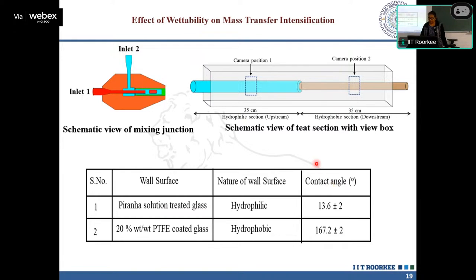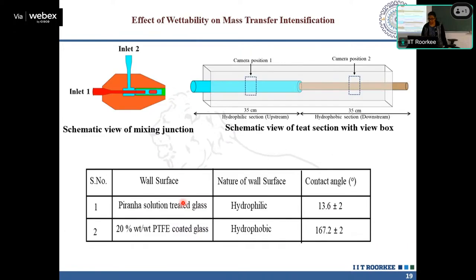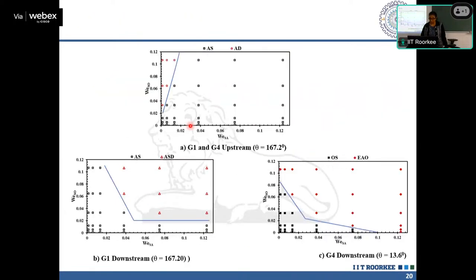So this is the first one that we can see. These are the contact angles that are mentioned, and this is the flow pattern map. G1 and G4 both have a hydrophobic upstream. G1 is continuous. Which one are we calling G1? This one. It remains hydrophobic only. Fine. So what is the flow pattern? You can compare from here.